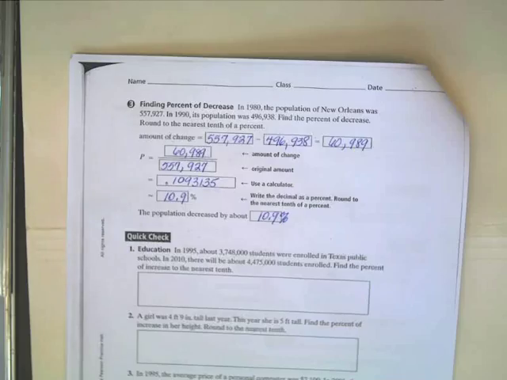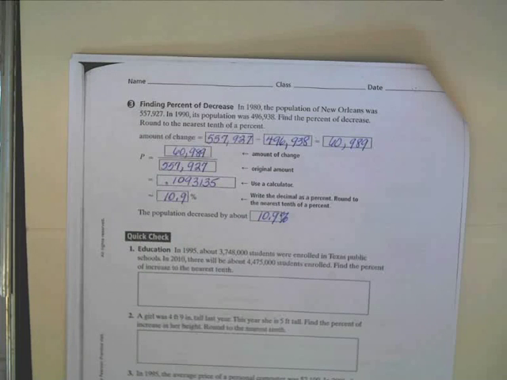Okay, so again, the whole idea here is increase or decrease is easy to determine just by common sense, and then the percent itself is found by taking the amount of the change divided by the original number, and it's that simple. Please complete the quick checks, and I look forward to seeing you in class very soon.